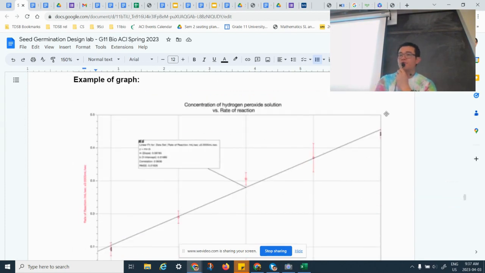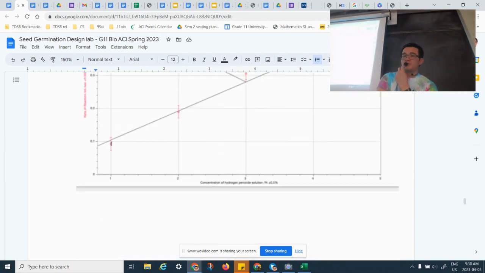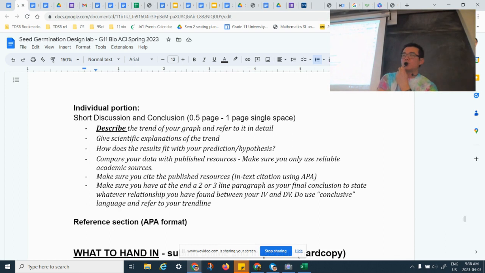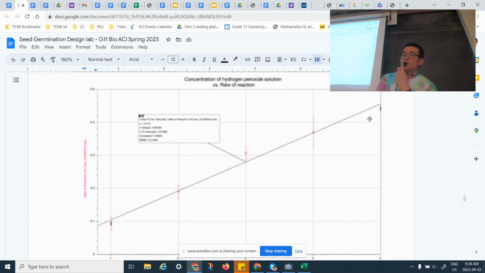Here are some examples of graphs. You guys do not need to do these things called error bars. I think that's a little bit too much for grade 11 for you guys to do. Just stick with the line graph. Okay. Also, another thing too, you might not have a linear line graph. Your data could be a curve. In biology, we deal with a lot of curve line of best fits. So just keep that in mind. Okay. Questions?